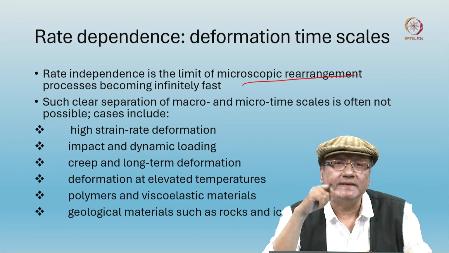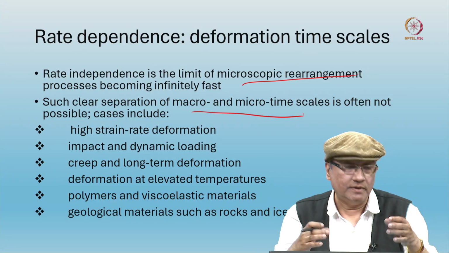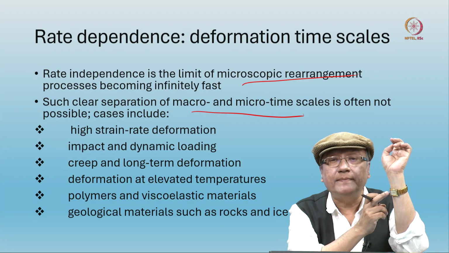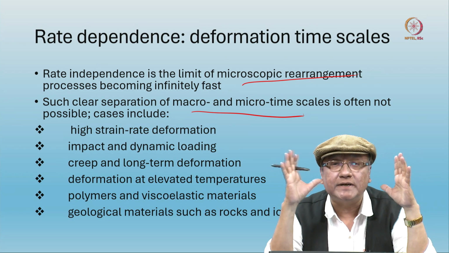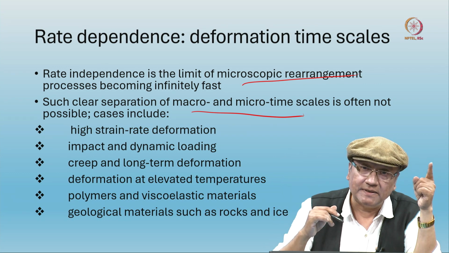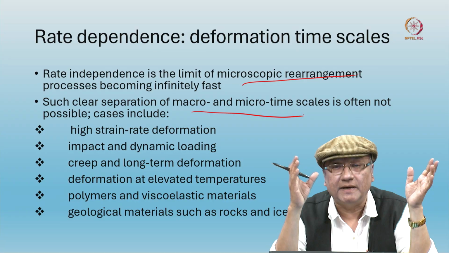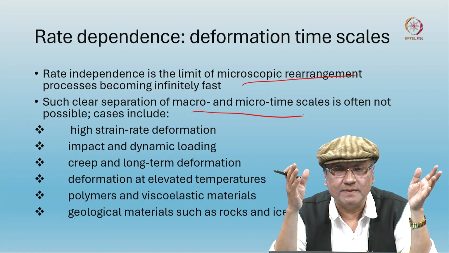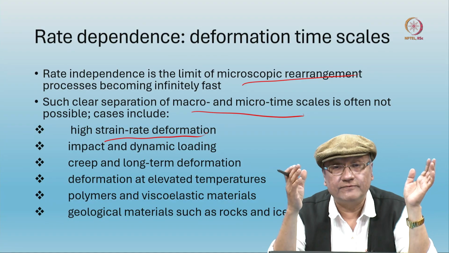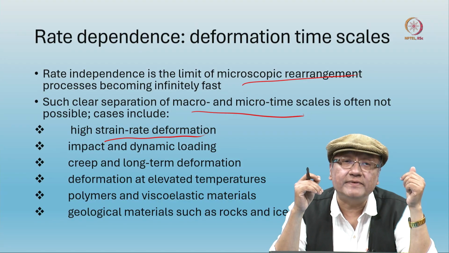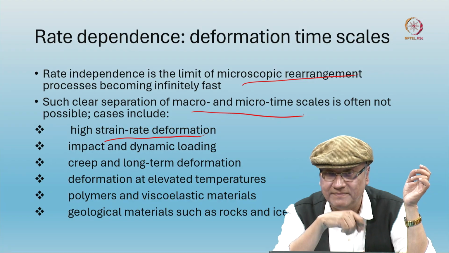But that may not be the case in multiple scenarios. For example, this clock shows the macro time, let us say, and a clear separation of the macro and micro times may not always be possible. For example, think of a situation in which you are using dynamite to explode some rocks. That is a high strain rate deformation event for rocks, and high strain rate means strain changes by a lot over even a very small time.